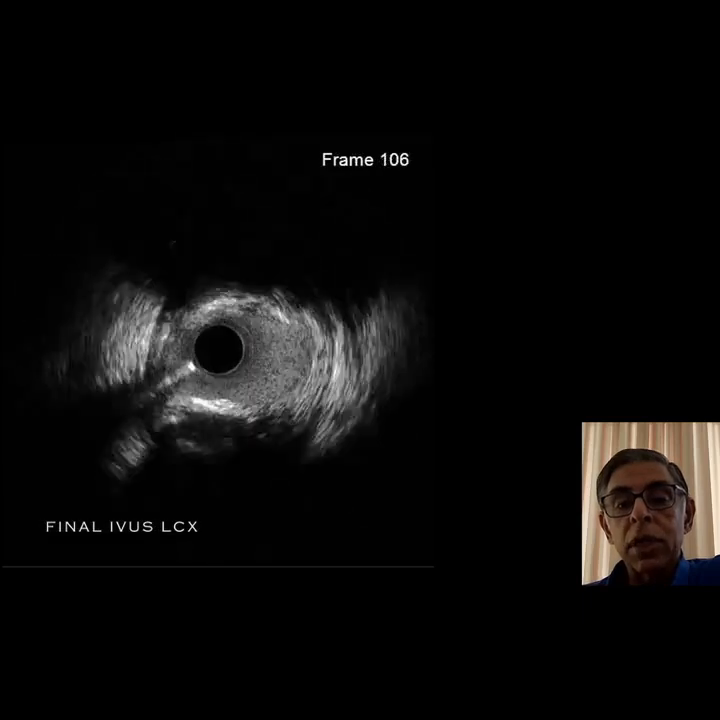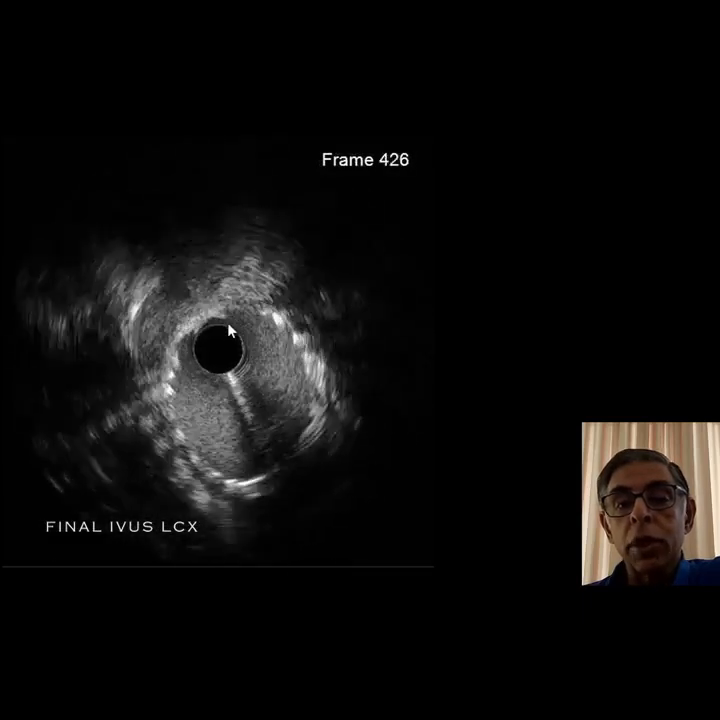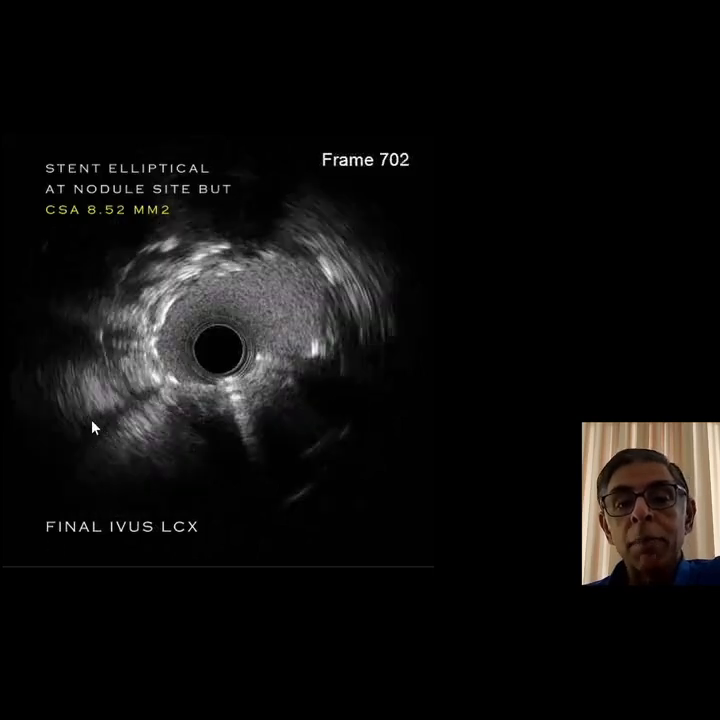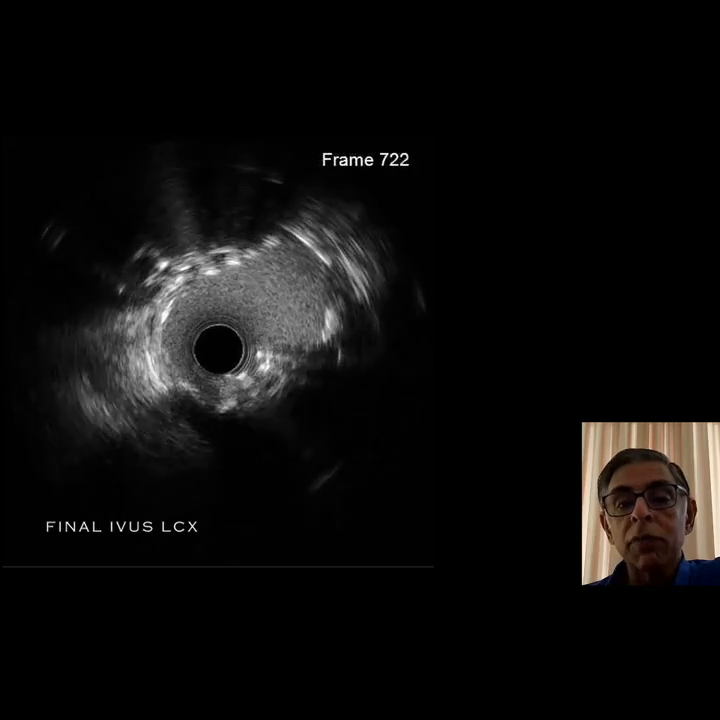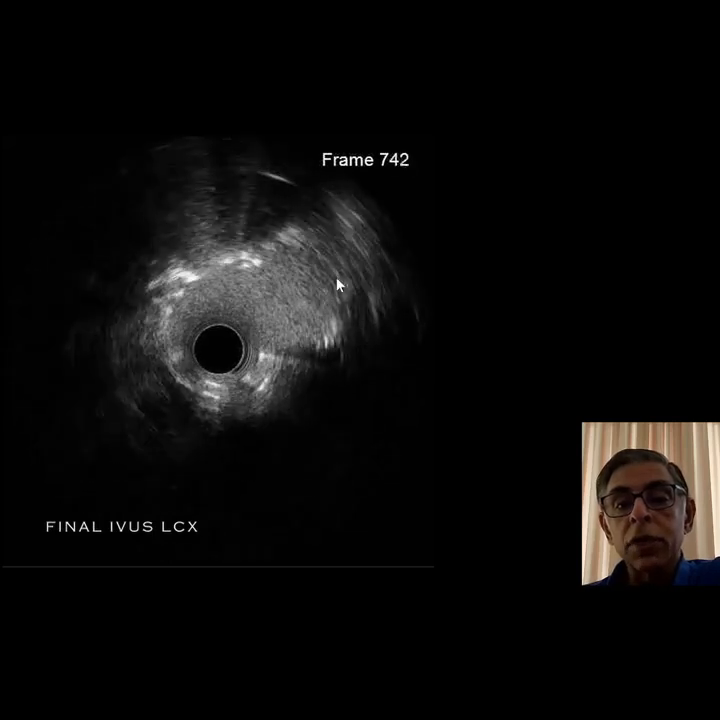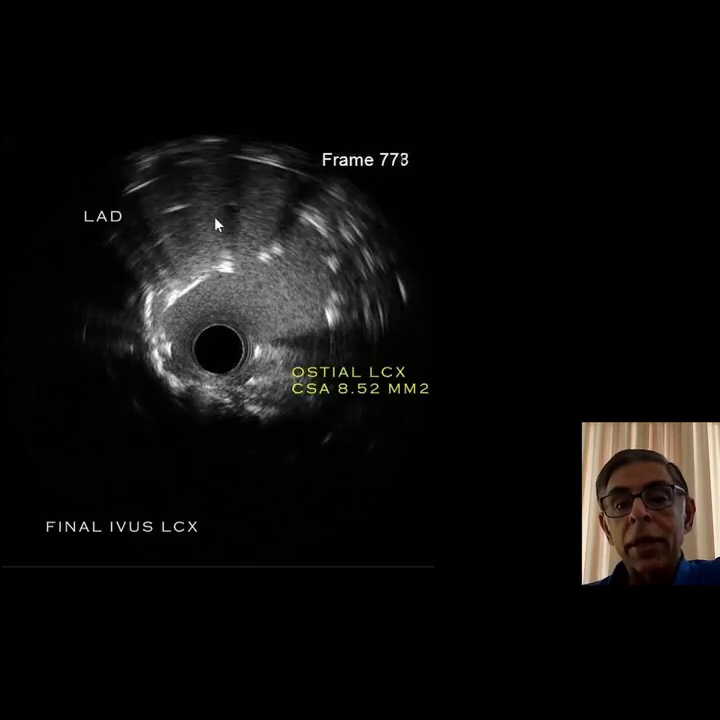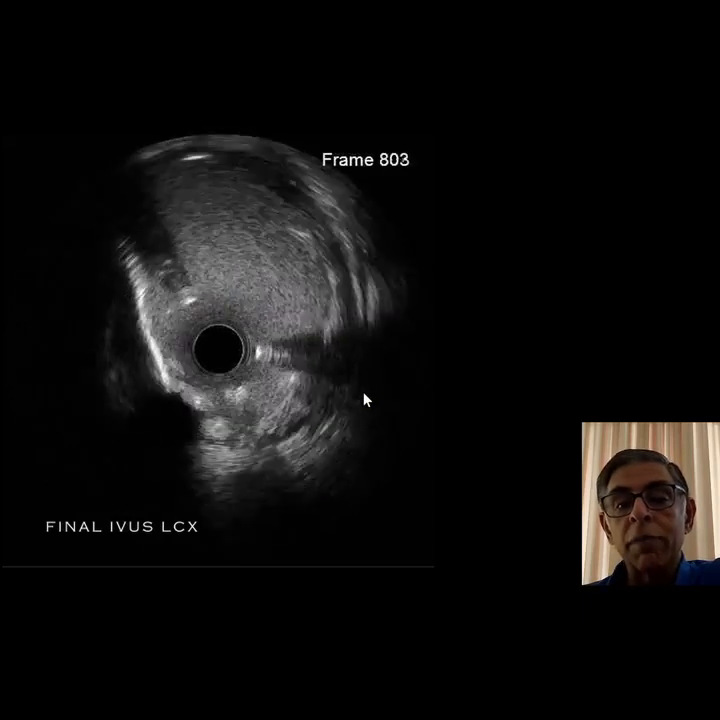Similar IVUS from the circumflex, and you can see distal landing zone is good. The mid circumflex well expanded, nice and circular. And then we come to the area where the nodule is, and you can see, not surprisingly, it is oval shaped or asymmetric, but yet the stent cross-sectional area is very good. It's 8.5, which is perfectly acceptable. And then as you see, as we come back to the ostial circumflex, you can see good expansion of the stent and a short segment of the stent abutting the LAD stent. So this is the ostial circumflex, 8.5 millimeters square, and that's pretty much it.